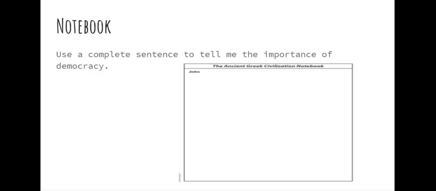So what I want you to do today is use one complete sentence. I want you to tell me the importance of democracy. Why is democracy so important? So for me, what I would say about democracy being important is because it's a government that's not just by one person saying it, but it's by the people. The people get to run the government.